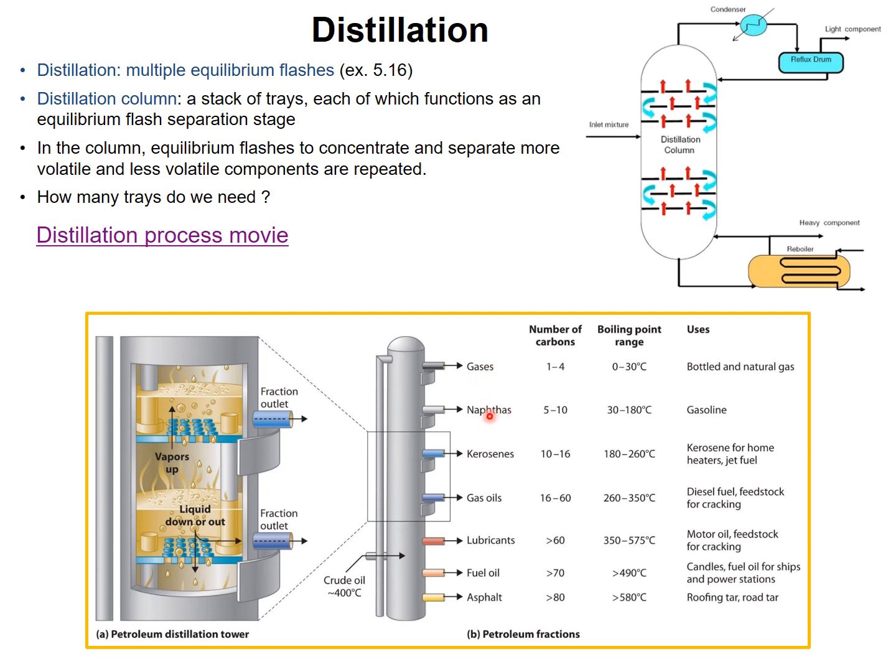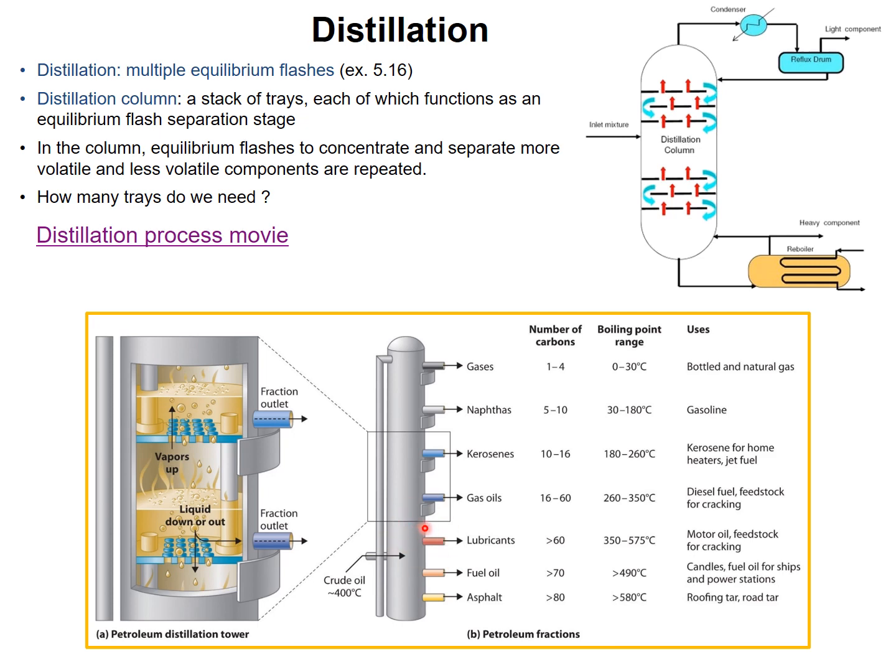The next one is naphthas, including gasolines. The number of carbons is 5 to 10, and the boiling point is higher than the first one, like 30 to 180 Celsius degrees. Then kerosenes, gas oils, lubricants, fuel oil, and finally we would obtain the asphalt. The boiling point of asphalt is the highest, higher than 600, and the carbon number is longer than 80 carbons. This is the petroleum distillation.